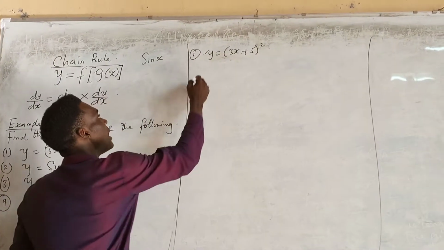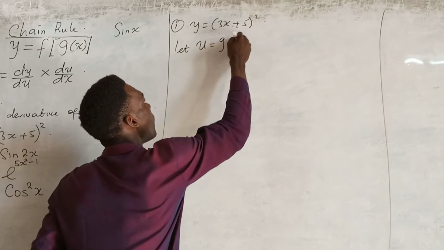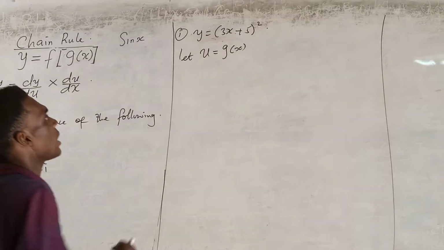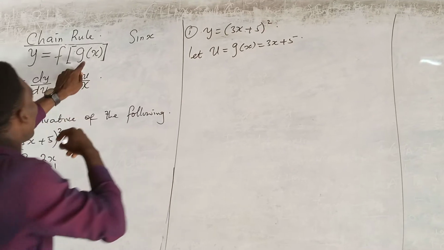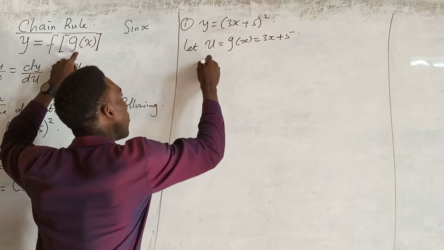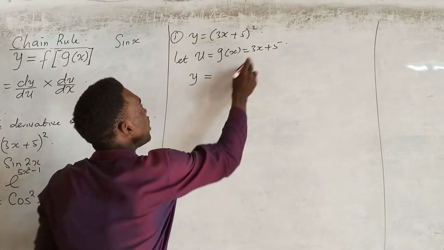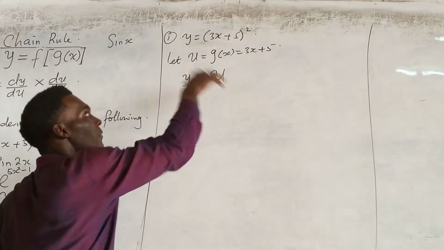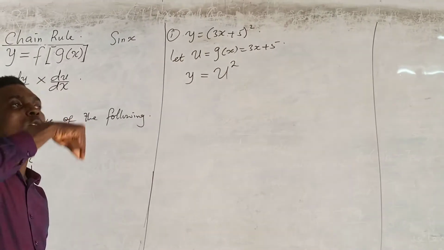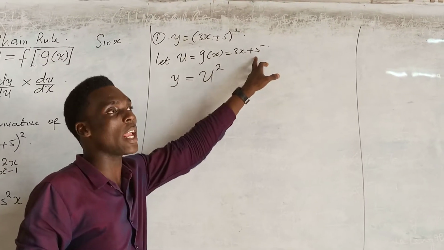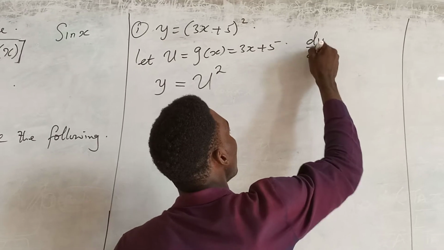The first thing you have to do is let u equal g of x. Our g of x here is 3x plus 5. Then automatically, if u equals g of x, our y equals f of u, which is u squared. So the next thing is to differentiate u with respect to x, and y with respect to u. So I'm going to have du/dx.